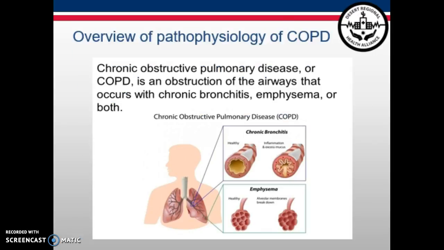A brief pathophysiology of COPD. COPD, or chronic obstructive pulmonary disease, is an obstruction of the airways that occurs in both chronic bronchitis and emphysema, making COPD more of a spectrum of disorders rather than a singular disease. There are pathologic changes that occur within the lungs as a result of exposure to external stimuli, such as smoke, pollution, dust, and fumes, and resulting in poor gas exchange.